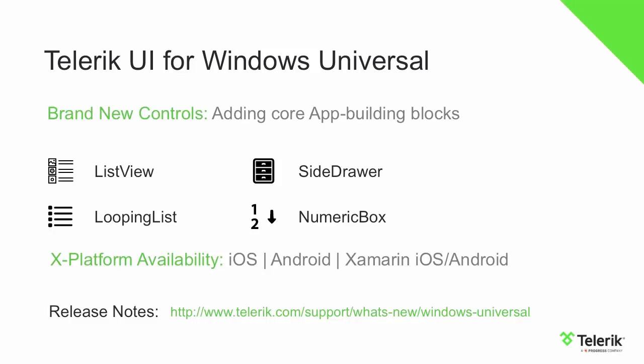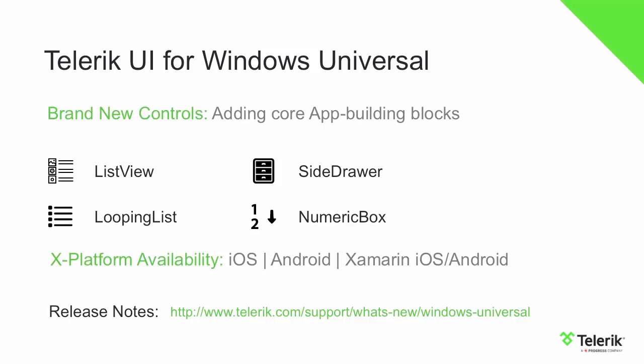And this quarter, you have 4 brand new controls: the list view, the side drawer, the looping list, and the numeric box. Now, 2 of these controls, the list view and the side drawer, are really big deals because they provide you with that fundamental app building canvas. Also, we don't live in a silo, and chances are, if you're a Windows developer, you may want to take your app cross-platform, and that could mean native apps for iOS and Android, or you could be using Xamarin to cross-compile your apps to other platforms. No matter which approach you choose, Telerik has a UI suite to help you out, be it native UI for iOS or Android, or even UI for Xamarin.